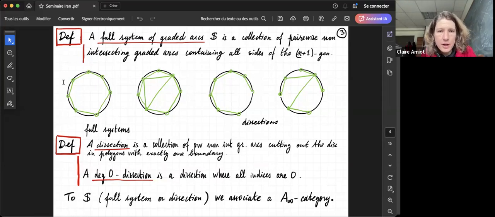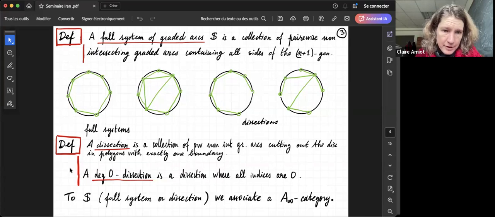Here I give two examples of full system. I can take, in this case, only the sides of the n+1 gon, or I can take any partial triangulation of this polygon.